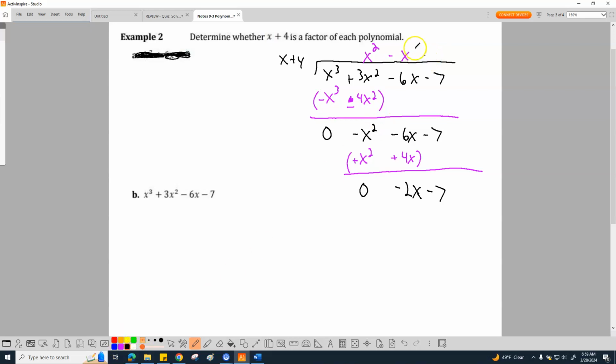Let me switch back to my purple. It goes in negative 2 times. So negative 2 times x is negative 2x. Negative 2 times 4 is negative 8.